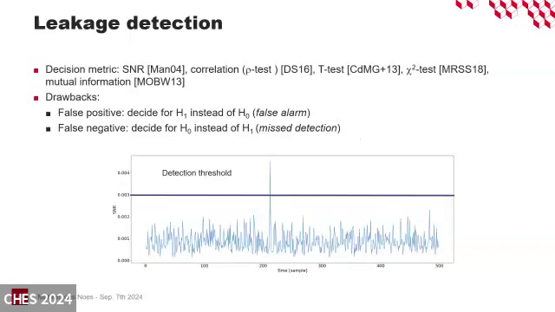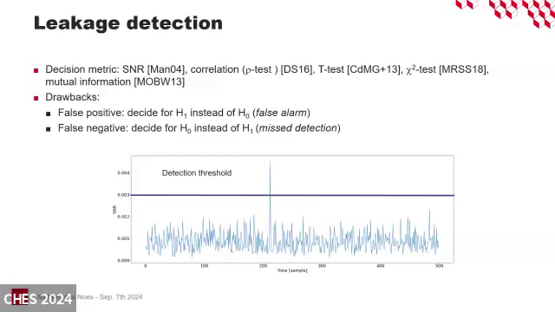So in order to implement the detection, we need to have metrics. There are very common metrics in the literature, with the SNR, correlation, which is named rho test in the presentation. We have t-test, chi-squared test, mutual information. I will not talk about mutual information in this talk.